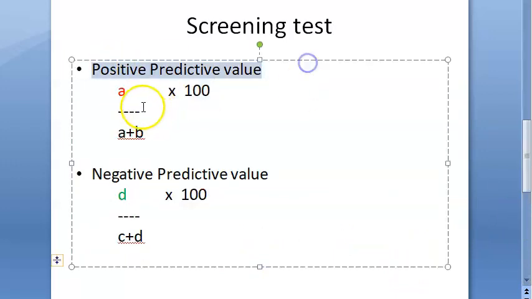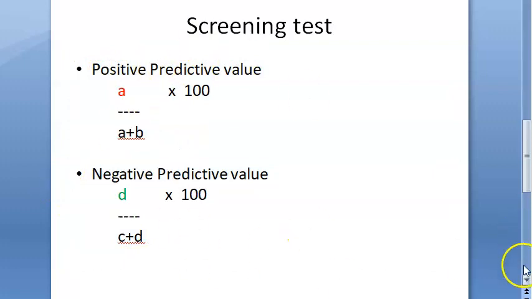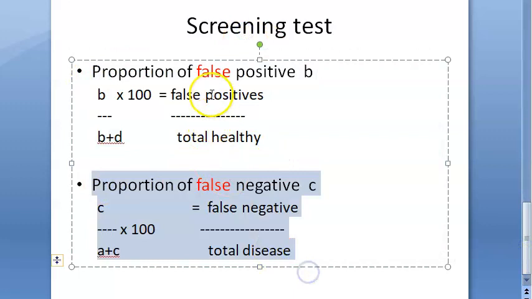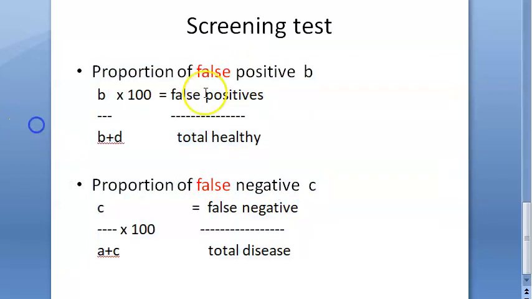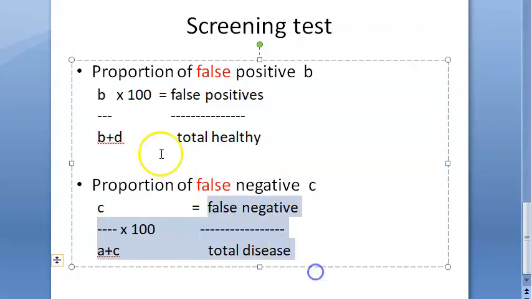Positive predictive value. Do you want this to be high? Yes, you want A to be high and D to be high. So obviously you want positive predictive value to be high, negative predictive value to be high. You want all these to be high. Finally, coming to the proportion of false positive and proportion of false negative. Obviously false, false. You don't want these to be more, for a screening test. Here false positive amongst the total healthy, false negative amongst the total diseased.